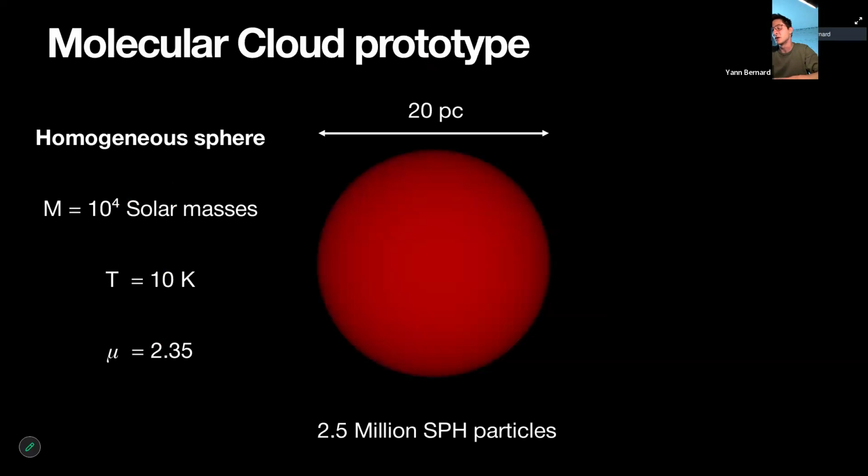So, just following up on my PhD work, I applied all these methods on a typical prototype of molecular clouds, a homogeneous sphere, classical, with initial turbulent velocity fields, with a mass of 10^4 solar masses, a radius of 10 parsecs, but only 2.5 million particles here, which allows me to do a lot of them.